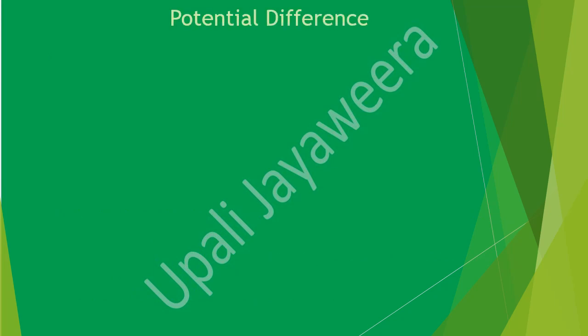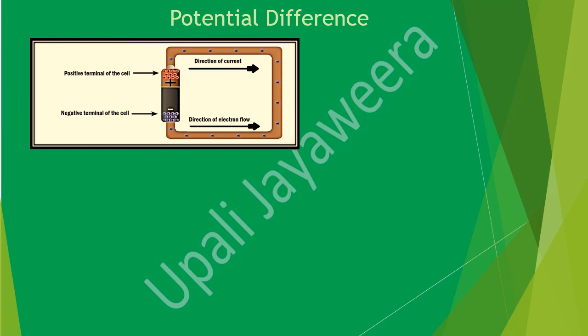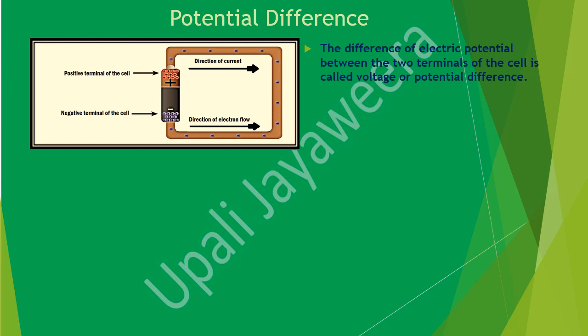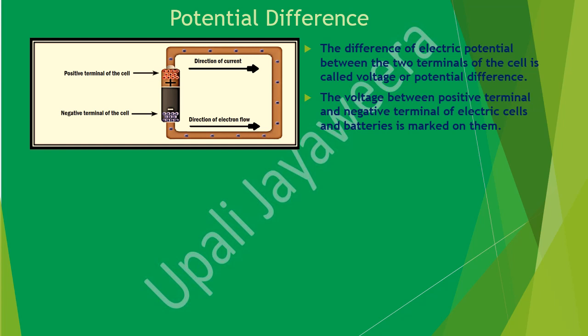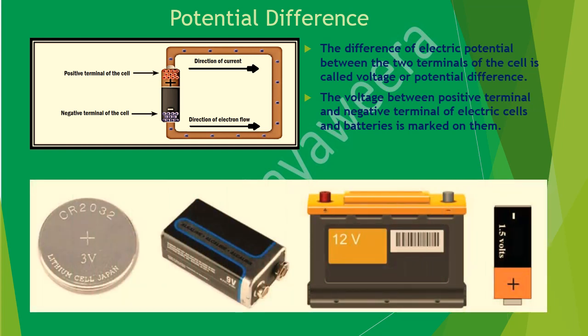What is known as potential difference? In a cell or battery, there is a difference in electric potential at the two terminals. The difference of electric potential between the two terminals of the cell is called voltage or potential difference. The voltage between the positive terminal and negative terminal of electric cells and batteries is marked on them. You can refer to these diagrams: 3 volt cell, 9 volt battery, 12 volt battery, 1.5 volt dry cell.